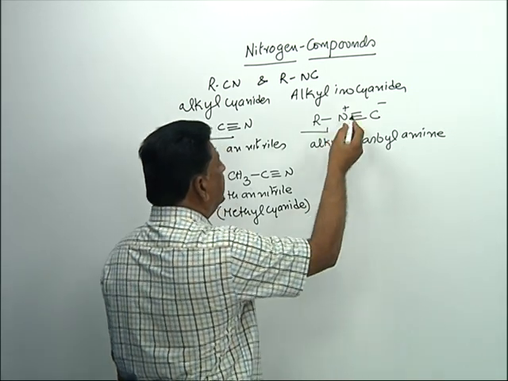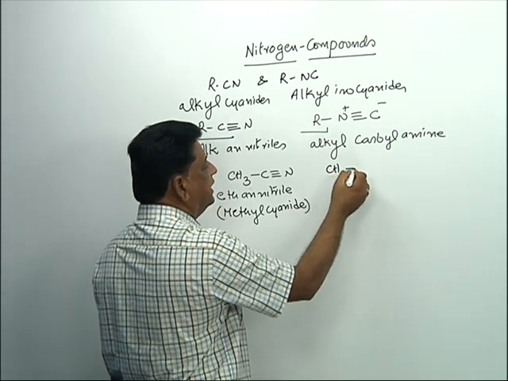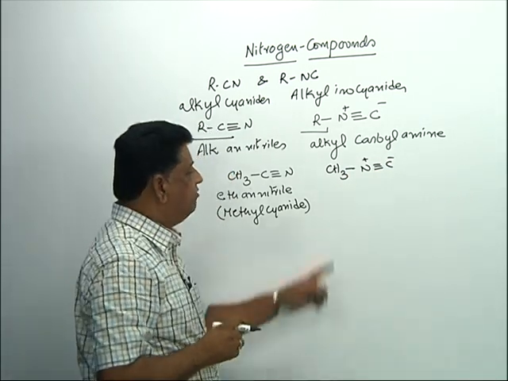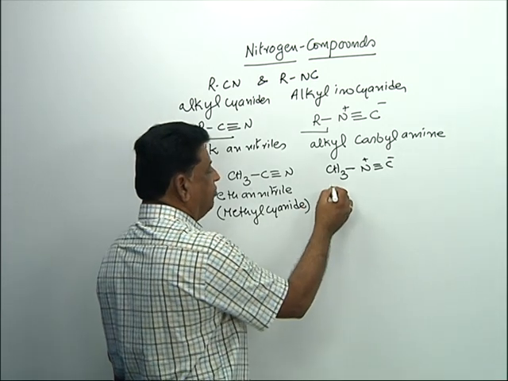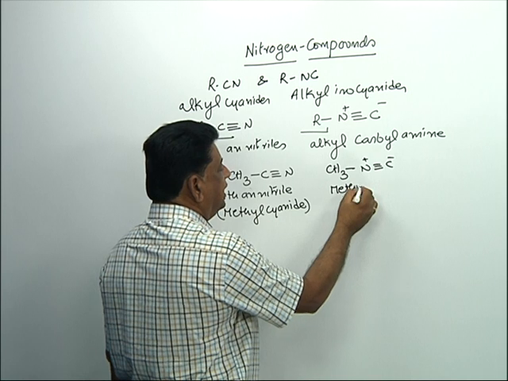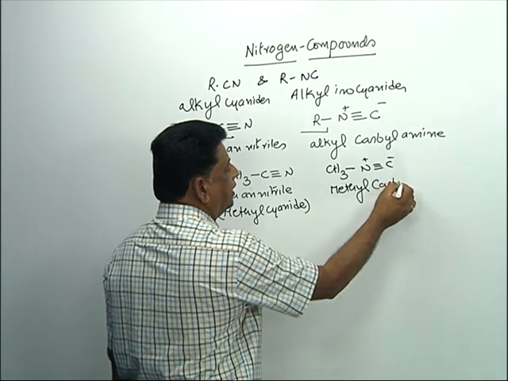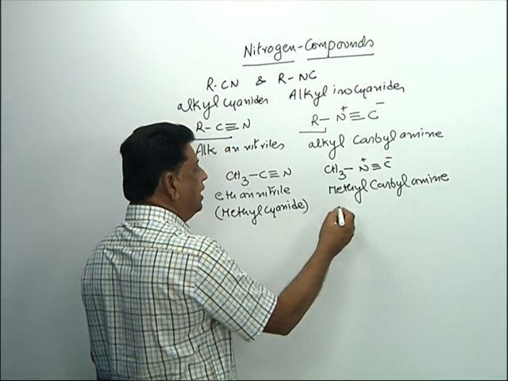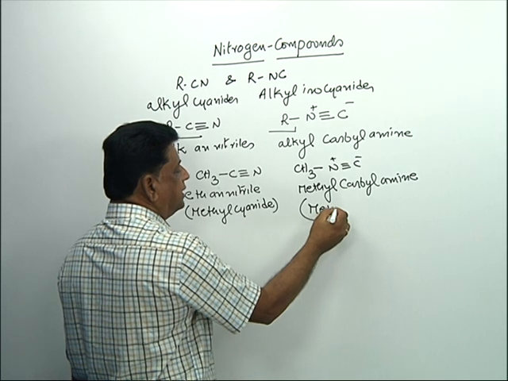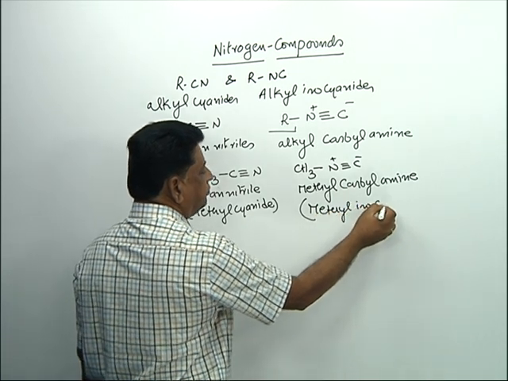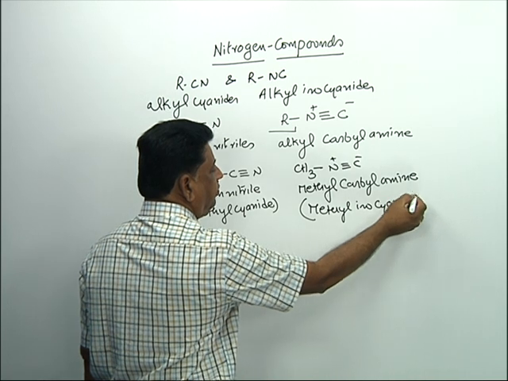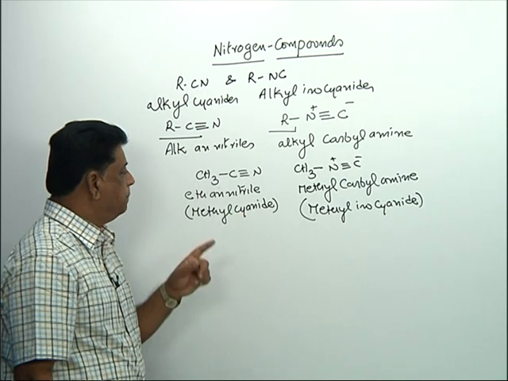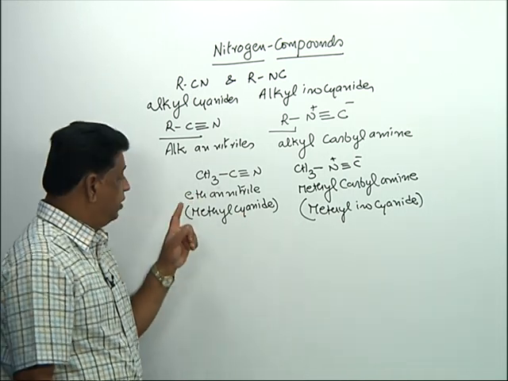Now similarly, an example for this class: CH3, N with the triple bond C, with plus and minus. Now the root word is only one carbon, that is meth, therefore methyl carbyl amine. This is the IUPAC name. The radico-functional name is methyl isocyanide. So methyl cyanide and methyl isocyanide are the common names.